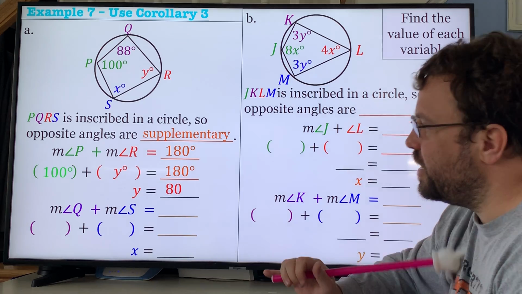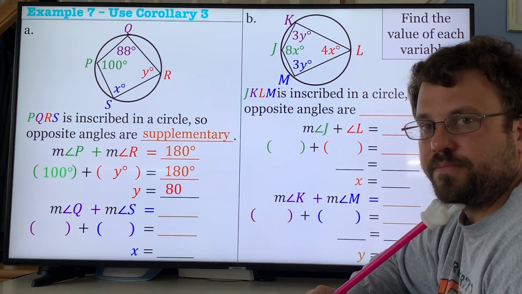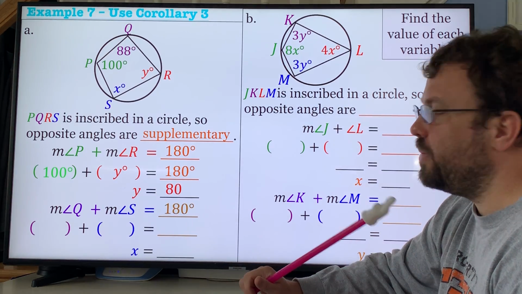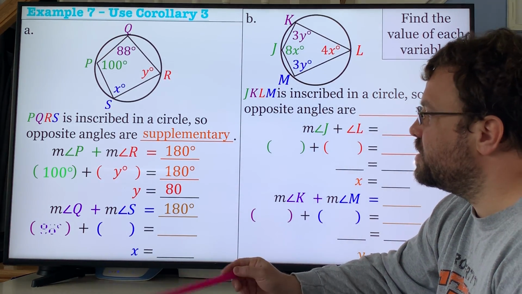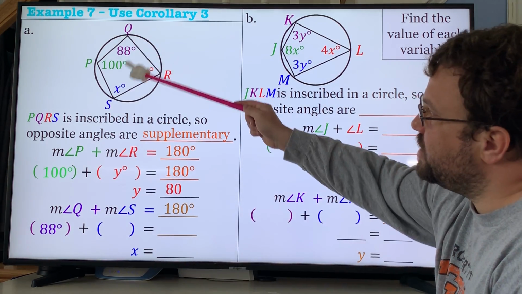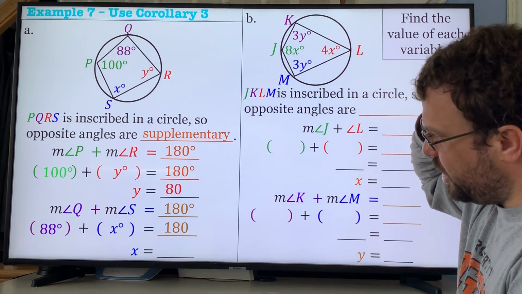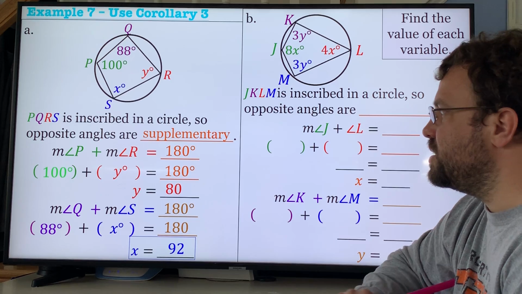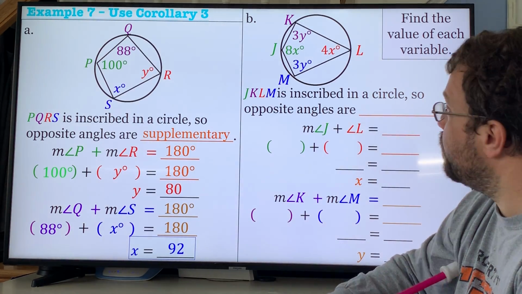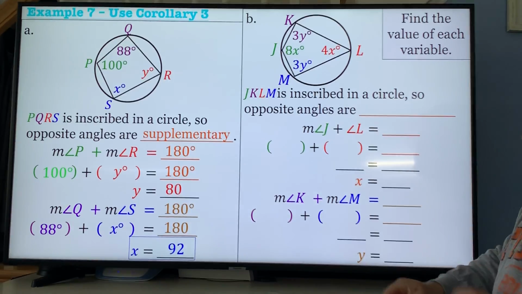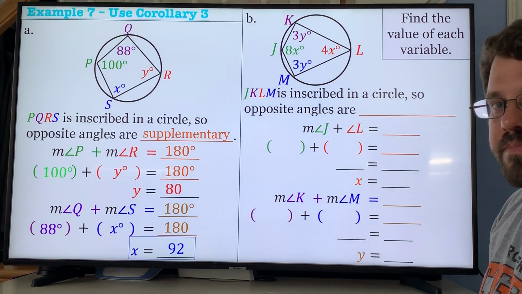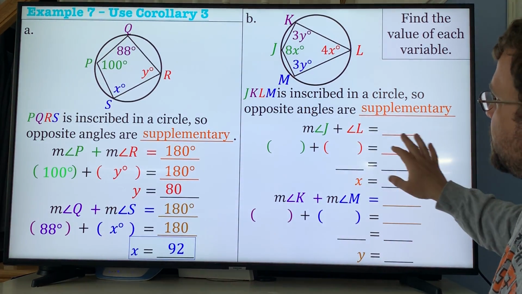Why don't you try to find angle S? All right, so Q plus S also equals 180 because they are across from each other. They're supplementary. 88 plus X equals 180. 180 minus 88 is 92 degrees. All right, why don't you guys attempt problem B? Do a little bit of algebra in here. Opposite angles are supplementary. Now you should be done with this already.